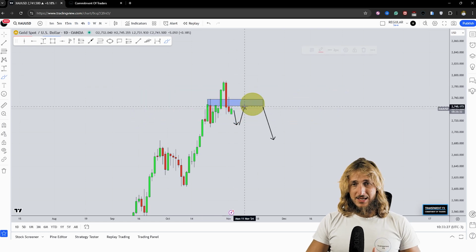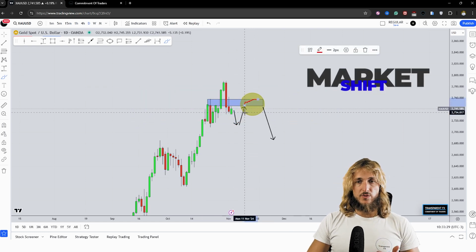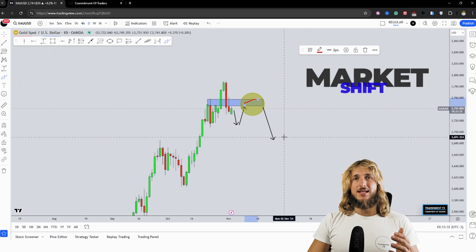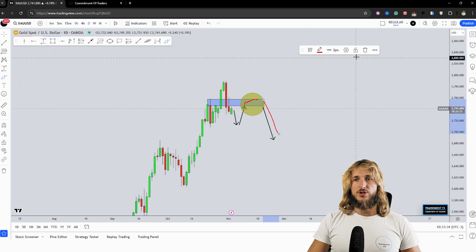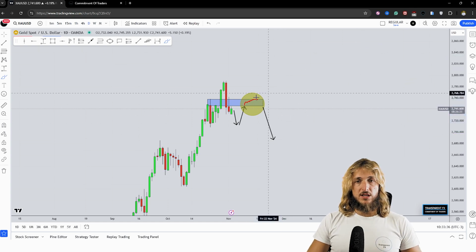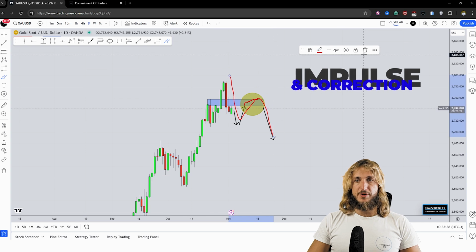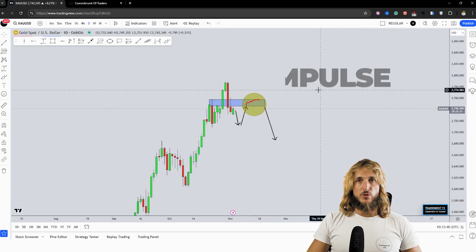Therefore, what I would expect is that if this market would shift from an intraday bullish to bearish market, at that point I wouldn't be surprised to see a potential rejection to the downside, completing this daily impulse correction and impulse pattern to the downside. That definitely wouldn't surprise me.